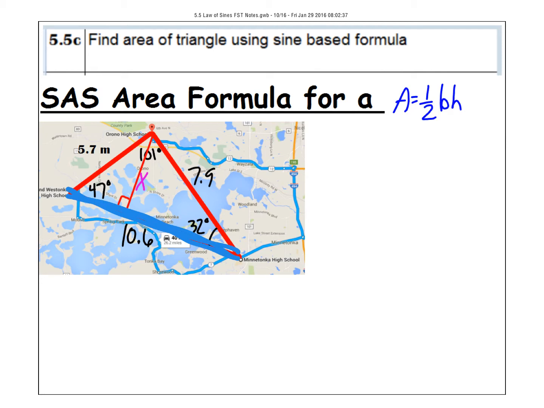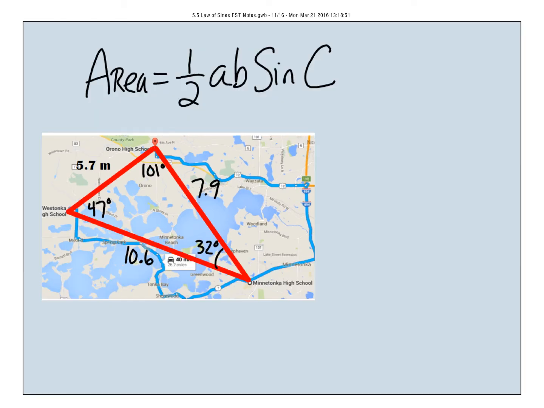The height is a perpendicular height, so you would have to drop a perpendicular here, and compute that height using SOHCAHTOA, and then you could use this. Well, I don't want to have to do that because this is not a right triangle. I want a quicker method, and let me show you this new method you can use.